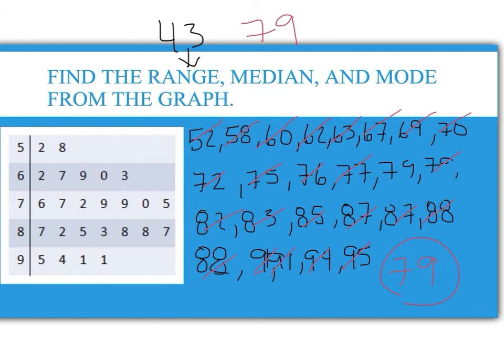Mode is the one that occurs most often. That's not too bad in this plot. You have to figure out which one occurs most often. Well, 79 occurs twice, 78 occurs twice, 77 occurs twice, and 91 occurs twice. So those would be my modes. They all tie, so those would be my modes.